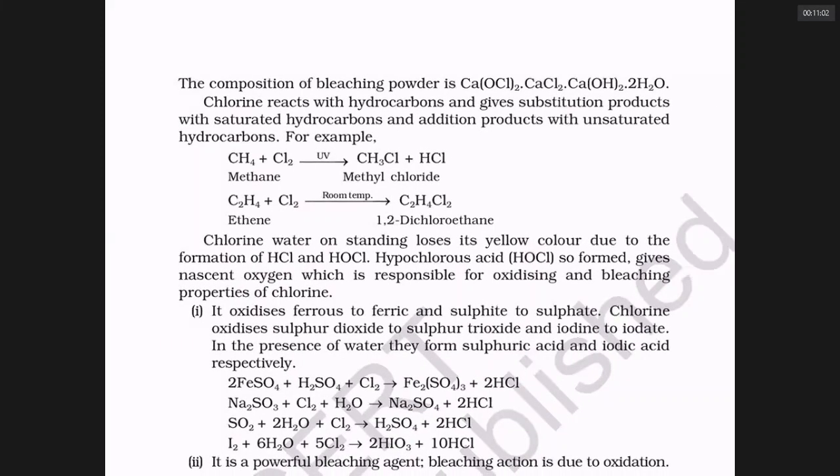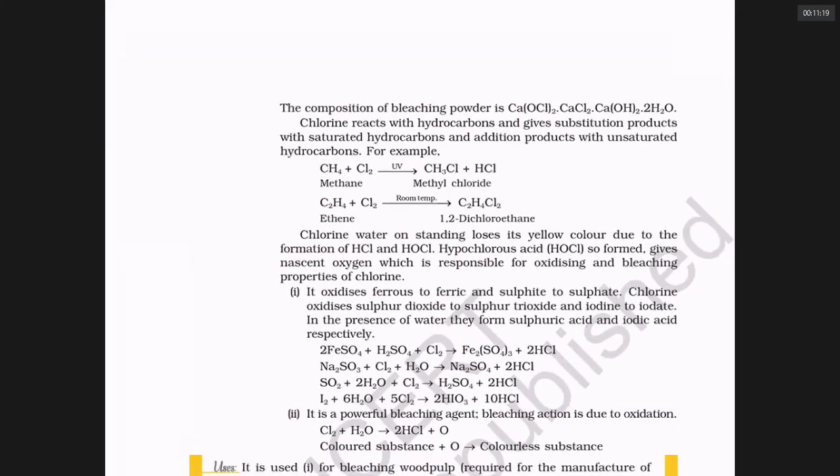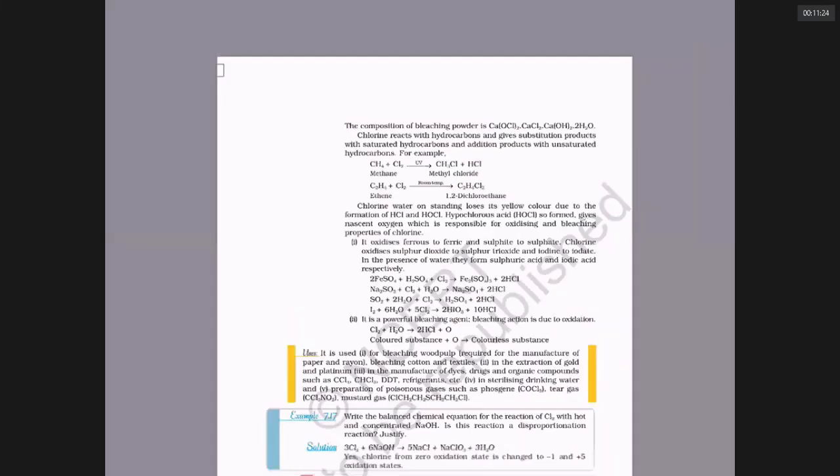Notice that chlorine reacts with water to give HCl and HOCl. That HOCl is responsible for the bleaching action of chlorine. Chlorine can react with hydrocarbons like methane to give methyl chloride, and ethene to give 1,2-dichloroethane. Reaction between alkene and chlorine is addition. Reaction of alkane and chlorine is substitution.